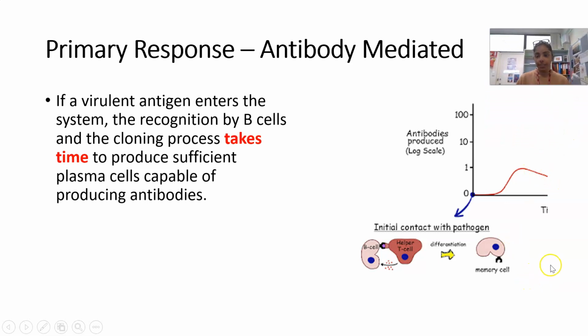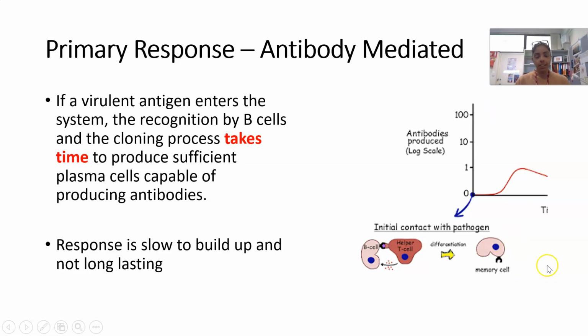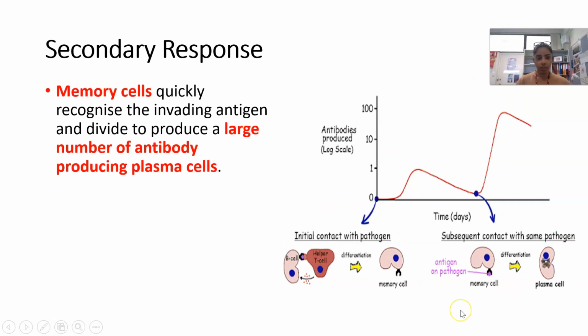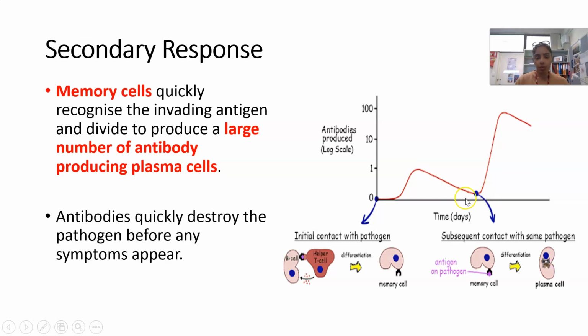All right, so just to summarize, the primary response takes time, it's a slow build-up, and it's not very long-lasting. The secondary response, you can see in this graph, classic graph here, and these little cartoon diagrams, because we have memory cells, we can mount an immune response much faster because we have a large number of antibodies that can be produced quickly, and they will destroy the pathogen, and therefore we may not even experience any symptoms.